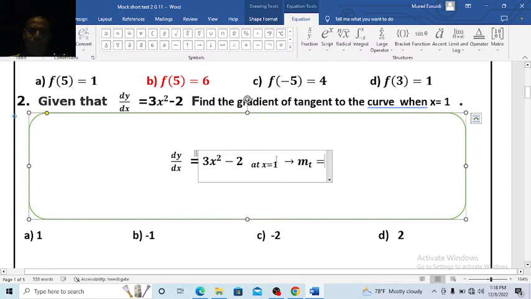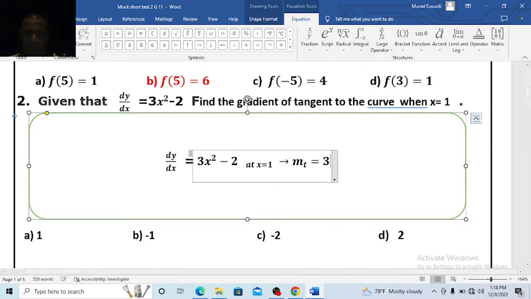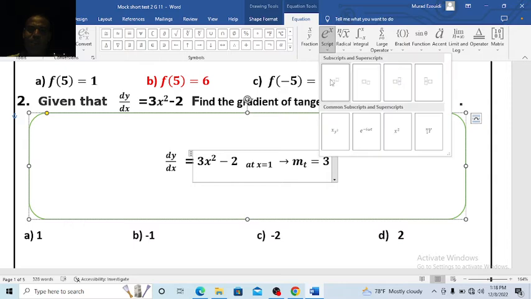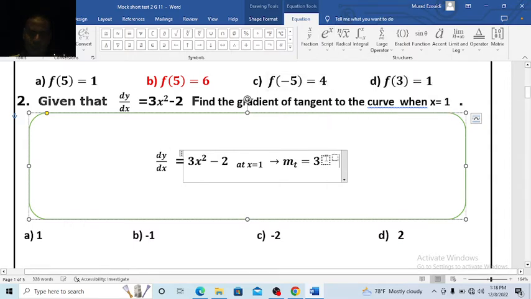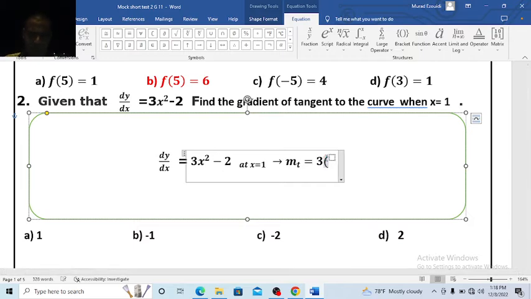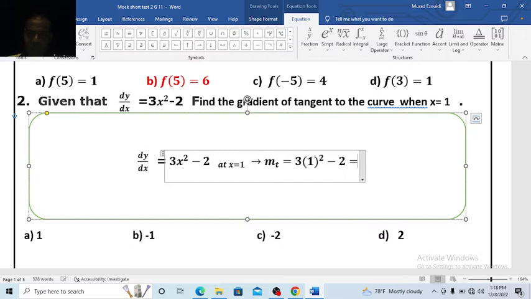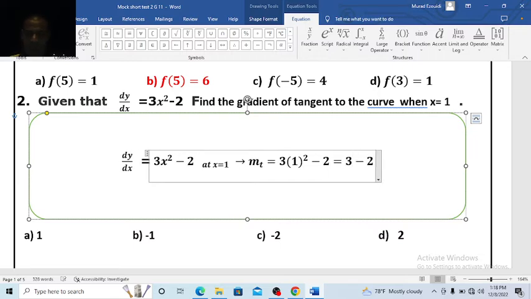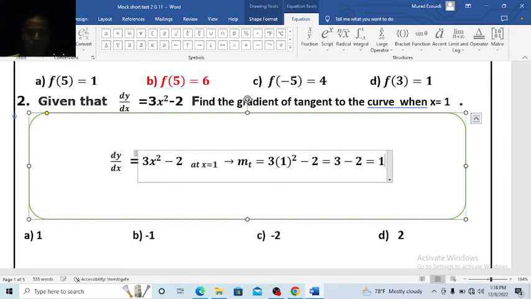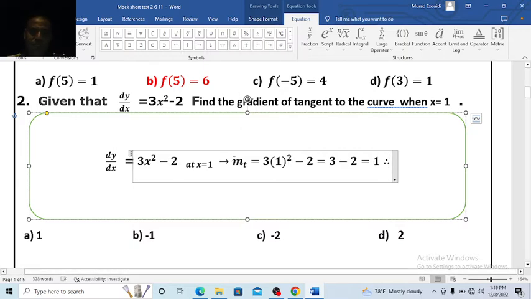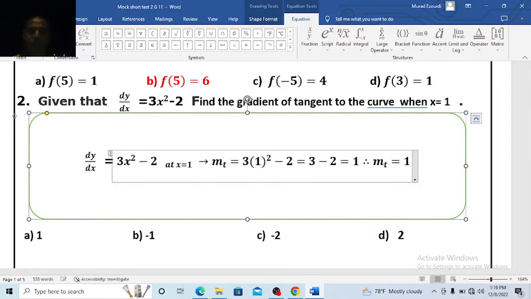I will replace 3 times 1 squared, 1 to the power 2, then minus 2, which should be 3 minus 2, equal to 1. Therefore my gradient mt is equal to what? To 1. This is the gradient, my learners, equal to 1.